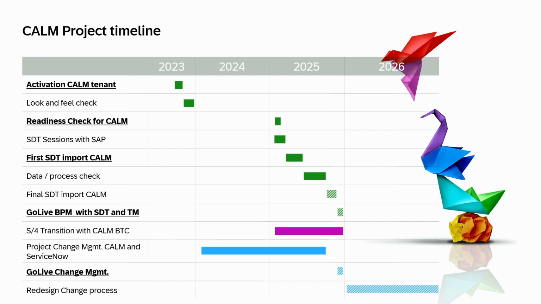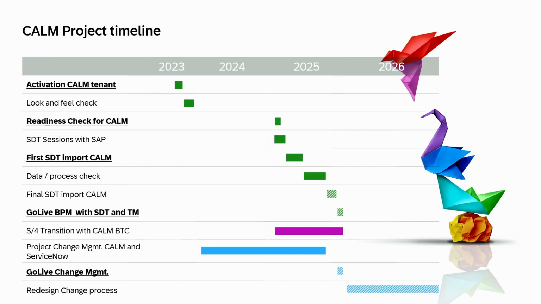But we used the time in between. So you see here the 2024. We had some design phases, some decision phases to say, okay, how can our future change process look like in combination of Calm and ServiceNow? We got in contact with some ServiceNow partners and decided and designed our process. How can ServiceNow interact with the APIs with Calm? That's what we used the time for.